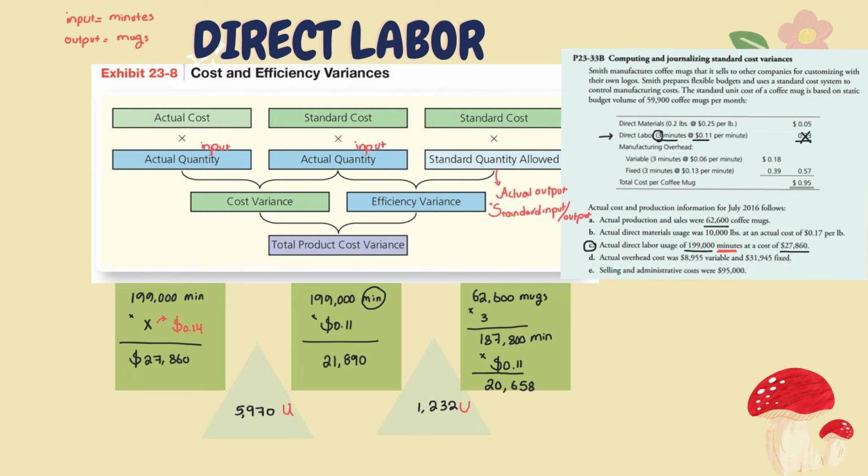Now the difference between 27,860 and 20,658 will be direct labor variance, which is 7,202. Now is it favorable or unfavorable? I expected to pay 20, I paid 27, I paid more, so it's gonna be unfavorable. As we said before, if both of these variances are favorable, we add. Unfavorable, we add. One favorable, one unfavorable, we subtract. So for this case, both are unfavorable, so I'm gonna get the total and it will also be unfavorable.